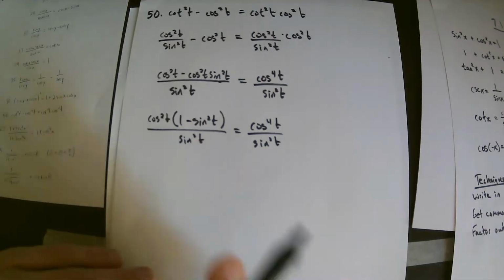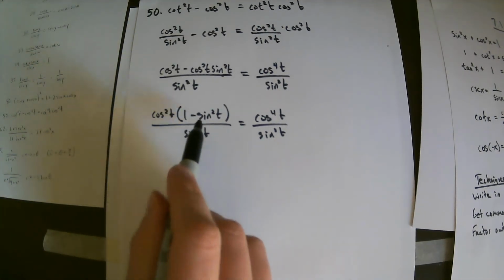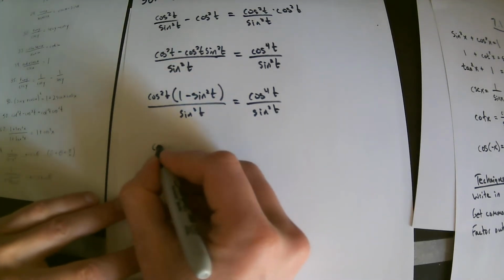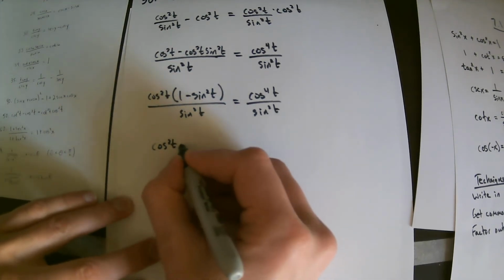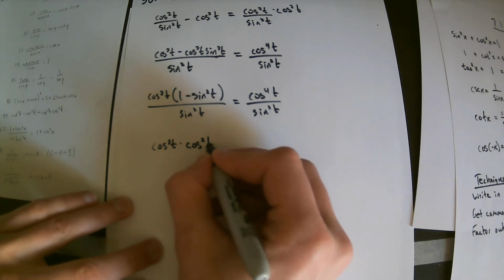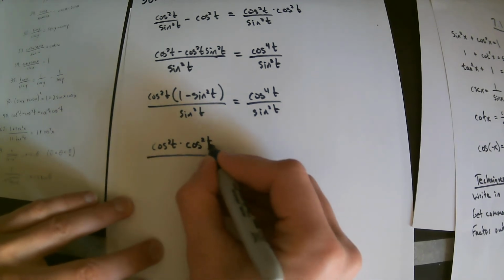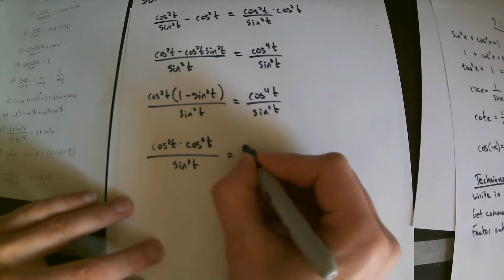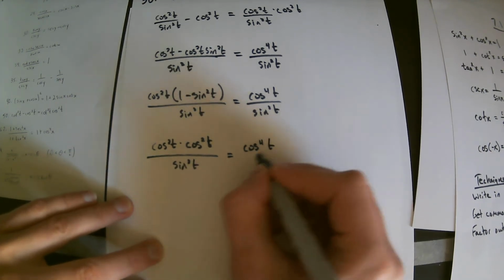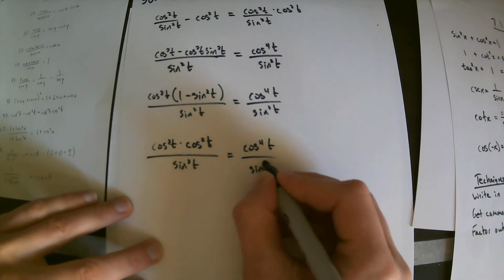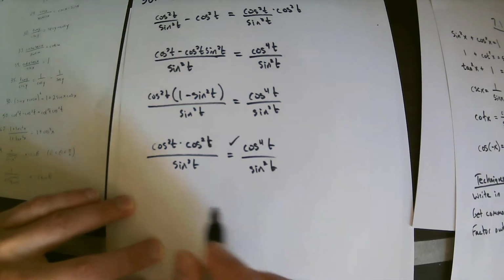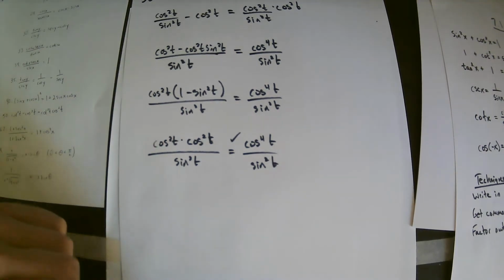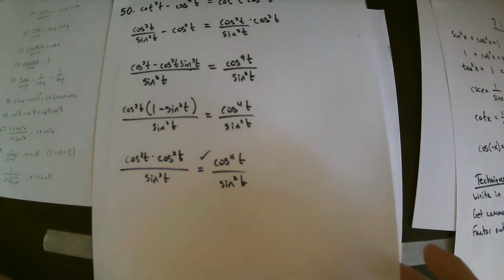There we go, and now there it is, because 1 minus sine squared is actually the same as cosine squared. So I end up with cosine squared t times cosine squared t over sine squared t is equal to cosine to the fourth. And of course these are equal, because cosine squared times cosine squared is equal to cosine to the fourth. There we go. That was a tricky one.